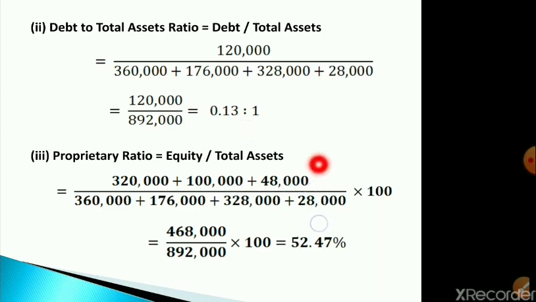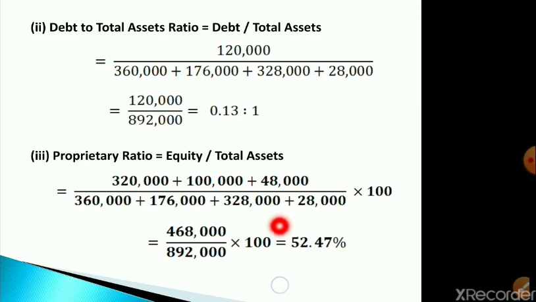Now let's talk about the proprietary ratio, which is equal to equity divided by total assets. From the previous first part, we know the value of equity, which is 4,68,000. We can directly write over here the amount of share capital 3,20,000, general reserve 1 lakh, and profit and loss balance 48,000, which equals 4,68,000. In the total assets, from the second one, we know the value of total assets is 8,92,000, which is written over here into 100.